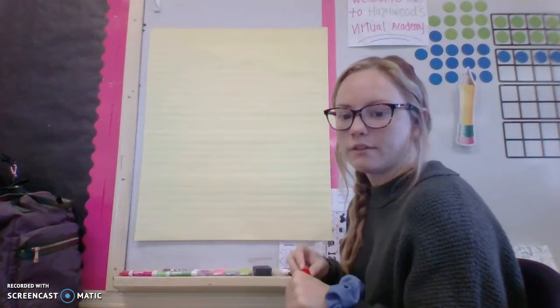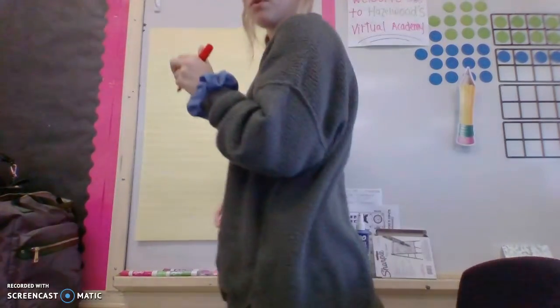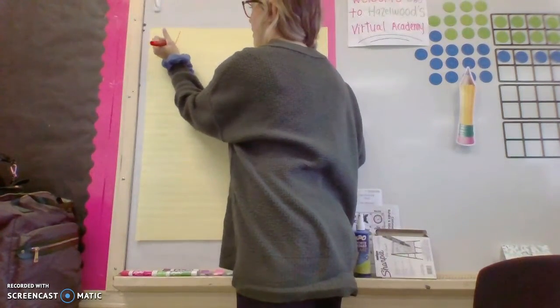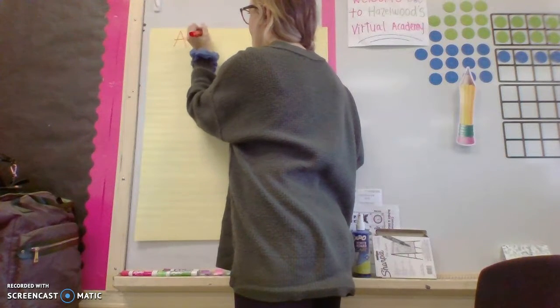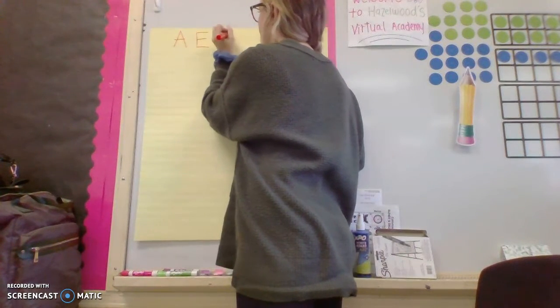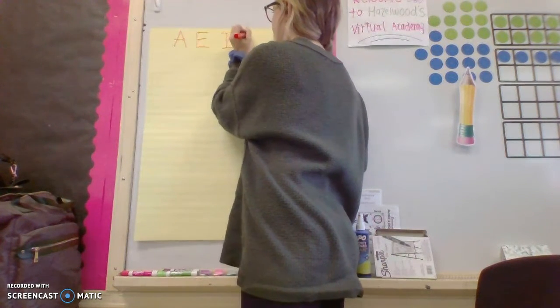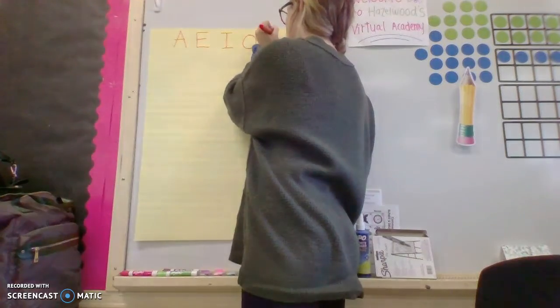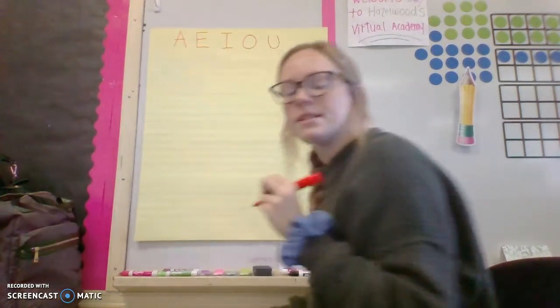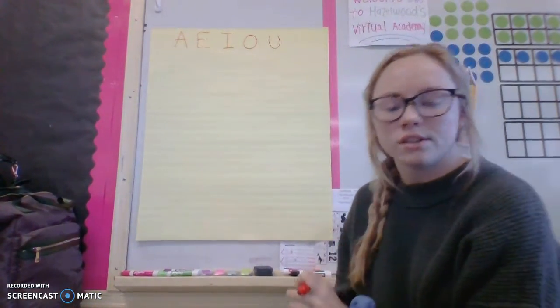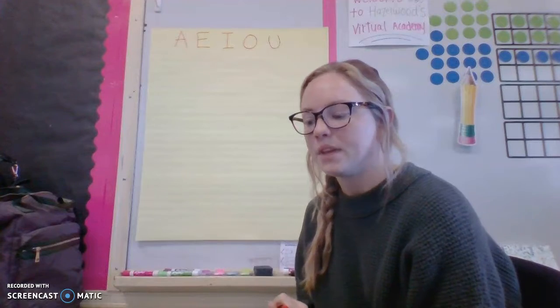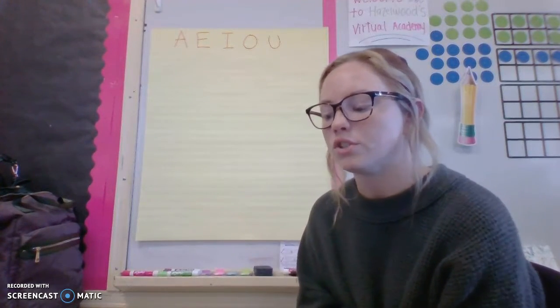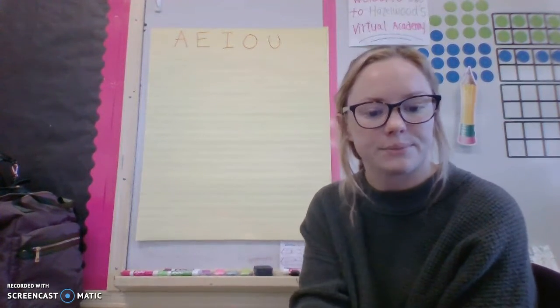Hi friends, today we're going to be doing more work with our long vowel sounds and our silent E. So I'm going to go ahead and write our vowels at the top just to remind you what they are. Our vowels are A, E, I, O, and U. And whenever we're talking about silent E, the vowels will make their long sound or they will say their name. So let's look at how a few words change whenever we add the silent E.